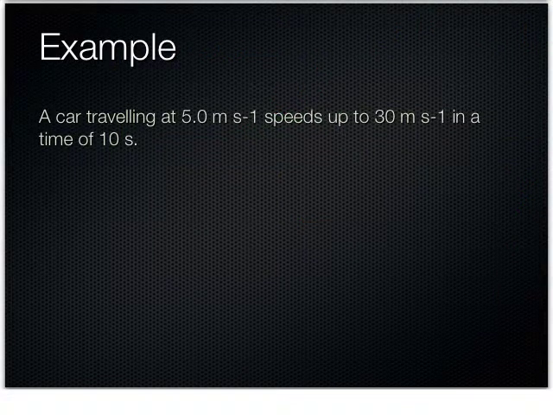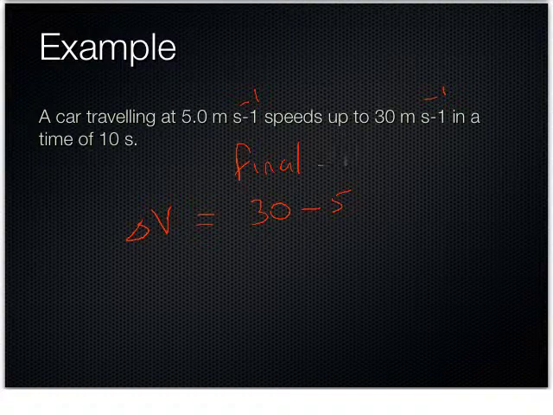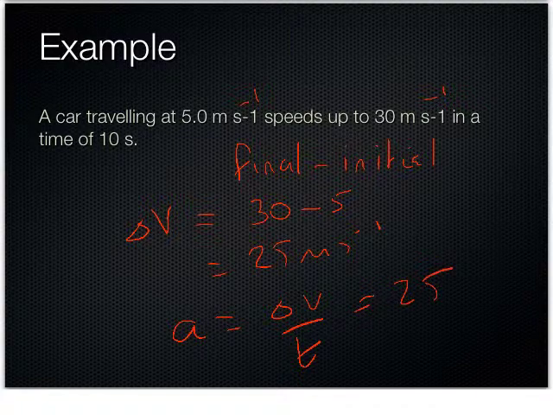Example: a car traveling at 5 meters per second speeds up to 30 meters per second in a time of 10 seconds. So change in v in this case is equal to 30 minus 5, so it's final minus initial, and that equals 25 meters per second. That's your change in velocity. So acceleration equals change in velocity over time, so it's 25 divided by 10, and the answer is in ms to the negative 2.